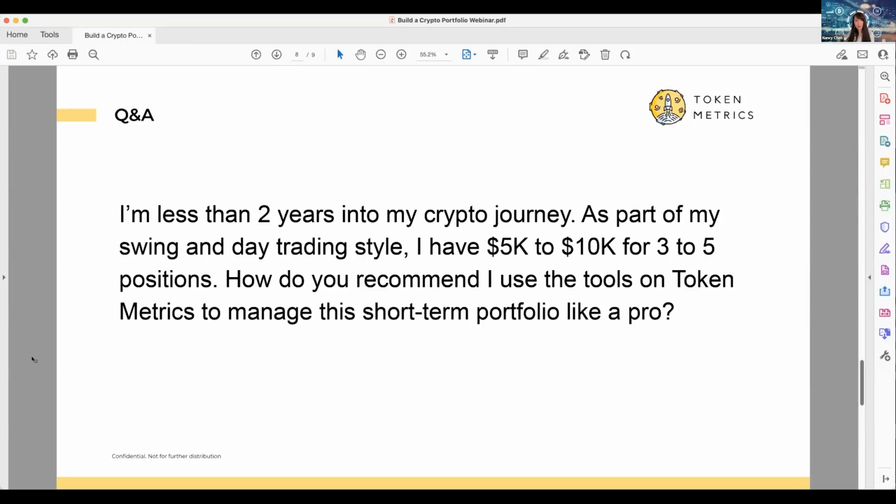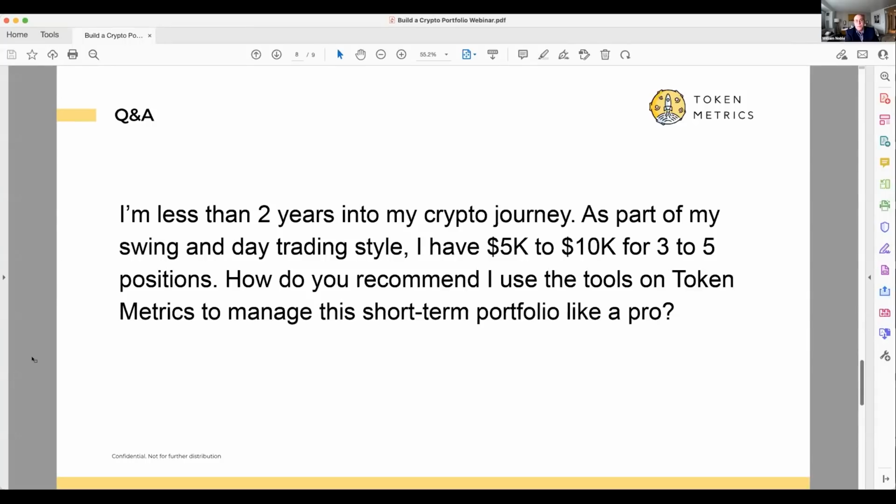So now for our final question. I'm less than 2 years into my crypto journey. As part of my swing and day trading style, I have 5 to 10,000 for 3 to 5 positions. How do you recommend I use the tools on Token Metrics to manage this short-term portfolio like a pro?